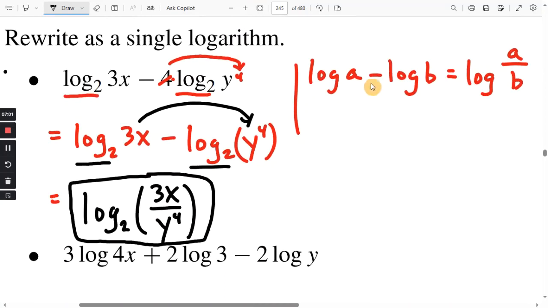All right, remember, for the quotient rule, the first argument goes in the numerator. And the second argument, the one that's being subtracted, goes in the denominator. So that's why we wrote that.